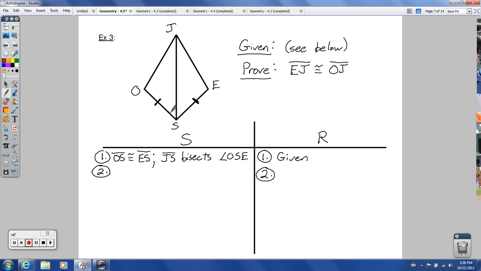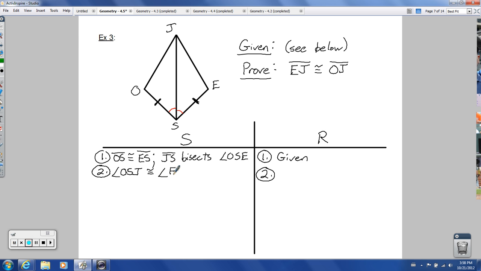So what would that mean about this angle right here and this angle right here? They would have to be the same. And so let's write that in. That angle, we've got to use 3 letters on this one because there's multiple angles coming out of S there. So angle OSJ would be congruent to angle, I could say ESJ. And why would that be true? Well, we talked about it bisecting. That's how we define a bisector, and this is an angle bisector. It's cutting an angle in half. So definition of angle bisector.